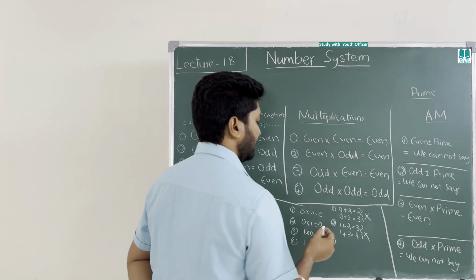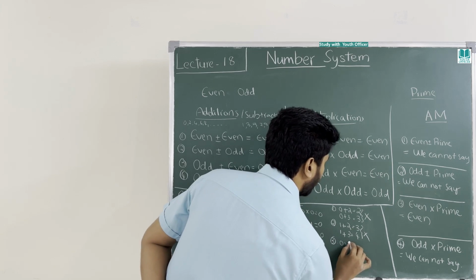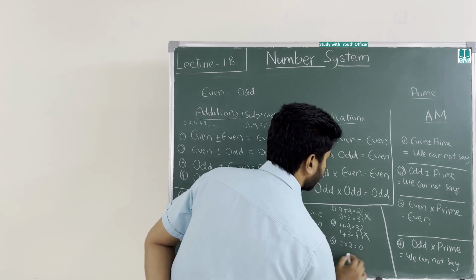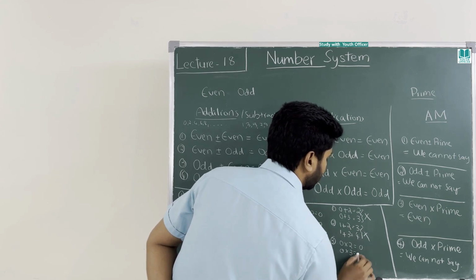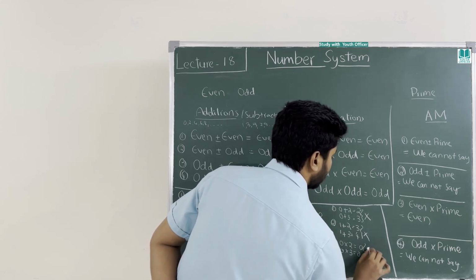Third one is even into prime. Even number is 0, into prime 2, I'll take prime 0. One more example: 0 into 3, I will take odd prime, 0. That means even number.